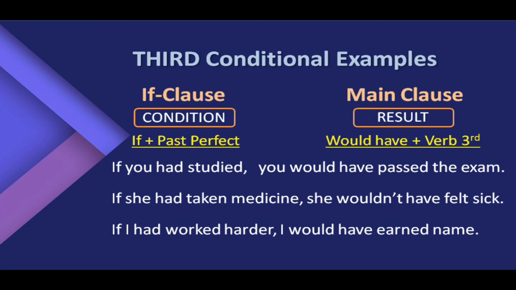Let's see the third example of third conditional. If I had worked harder, I would have earned name. In this sentence we have two parts. One is called if clause, second is called when clause. In if clause we have the condition. The condition is that if I had worked harder. In the when clause there is a result. I would have earned name. So the complete sentence is that if I had worked harder, I would have earned name. These all sentences are used for imagining a different past, the past that did not happen.